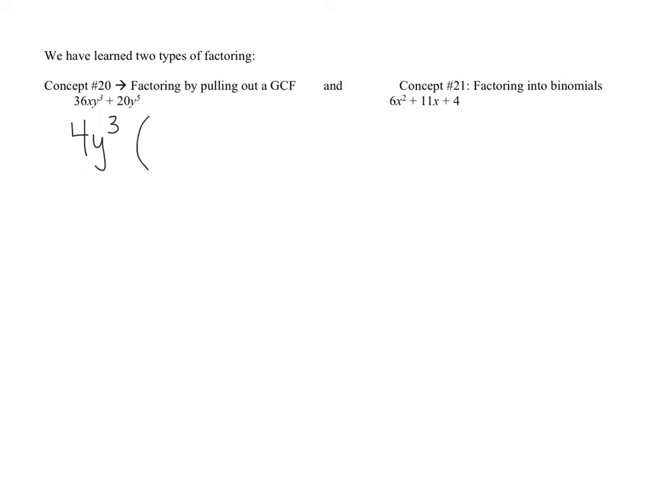And then you divide out the 4y to the third, which is going to leave me with 9x plus 5y squared. And so that's just a quick review of factoring by pulling out a GCF. And then we learned that sometimes there's not a GCF.